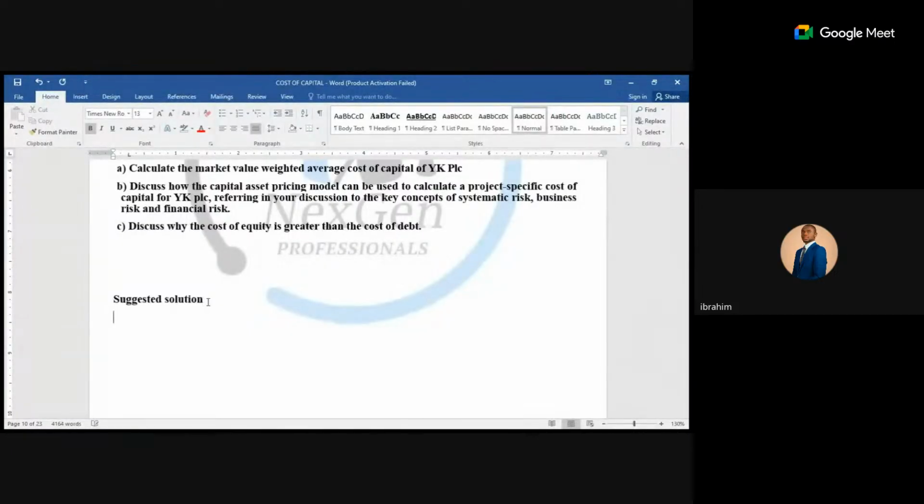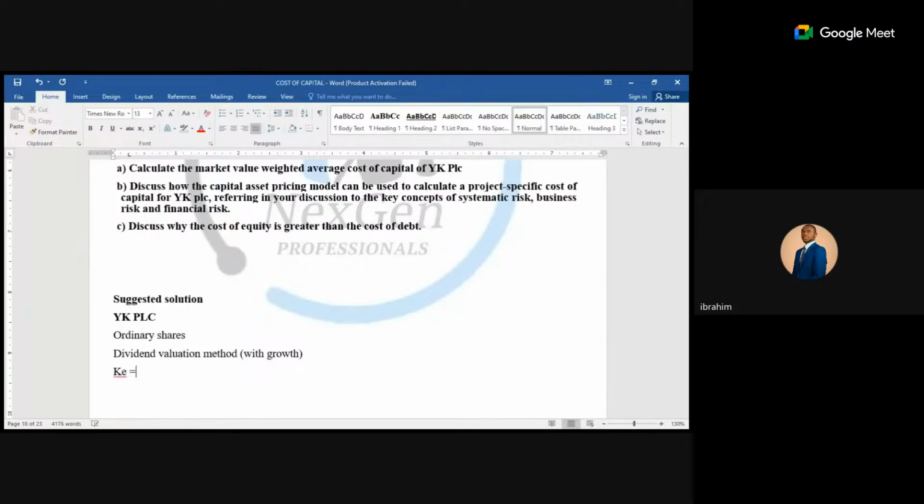What is the name of the company? YKPLC. The sources of finance: ordinary shares. The cost of equity using the dividend valuation method with growth. I may not need to write all these things, I'm just writing it, okay?